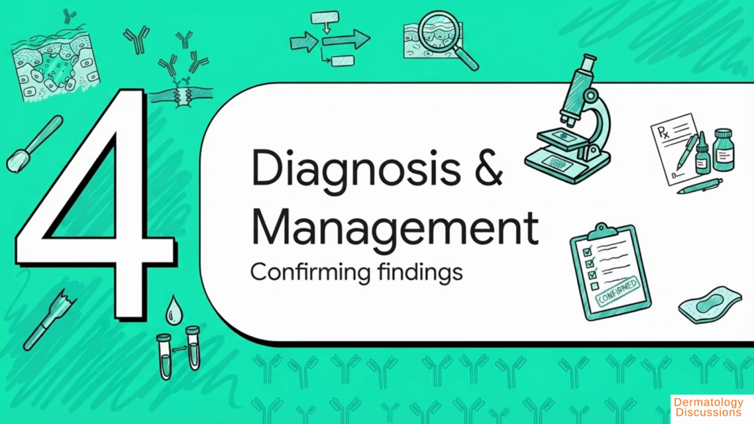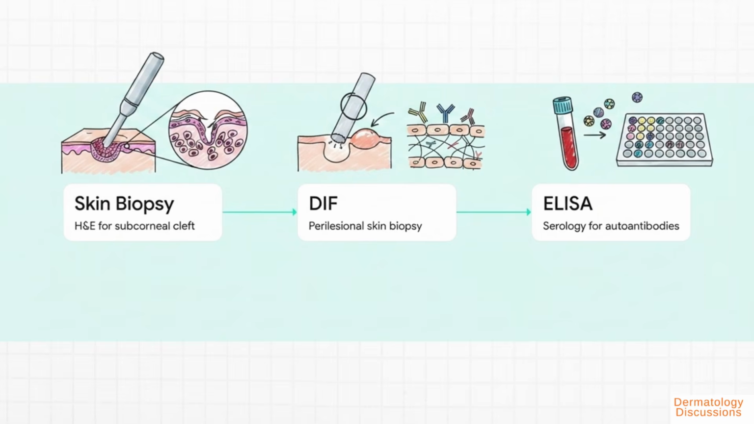With that distinction crystal clear, let's move to Section 4, Diagnosis and Management. To actually lock in your diagnosis in the real world, you're going to use a systematic 3-step approach. Step 1 is routine histopathology, your standard H&E. You'll take a punch biopsy directly from the edge of a fresh lesion to look for that characteristic superficial subcorneal cleft with acantholytic cells.